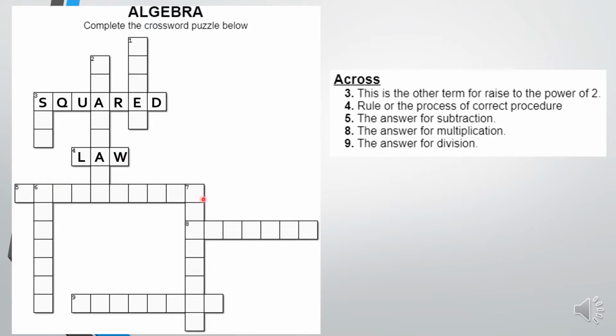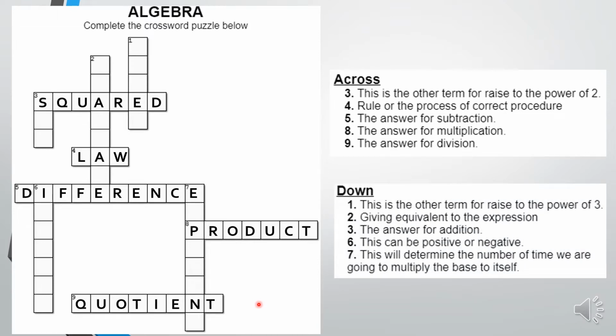Number 5. Answer for subtraction. Alam kong alam nyo ang tawag dito. Tama! Ito ay difference. 8. The answer for multiplication. Ano kaya ang tawag sa sagot pag tayo ay nagmumultiply? Magaling! Ito ay product. At huli, para sa across, the answer for division. Napakahusay! Ito ay quotient.